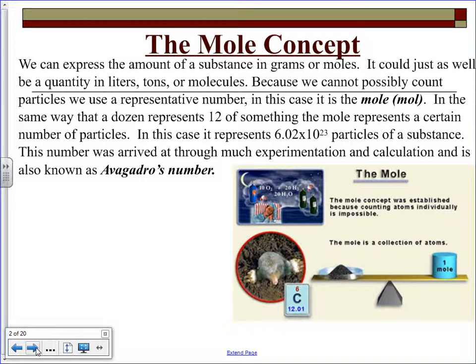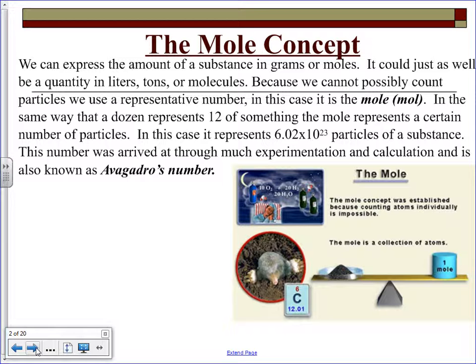Dozens, right? You get eggs in dozens, you get donuts in dozens. We always get things in dozens. That's the set number for certain types of things. Well, the mole is the set number for material, for molecules and atoms and things like that. Everybody with me? So a mole works like a dozen. It's a set number.